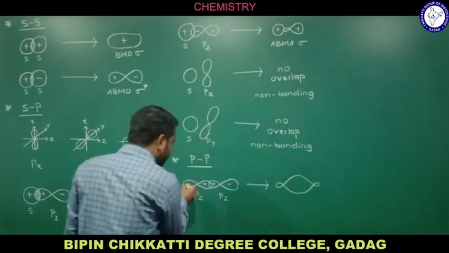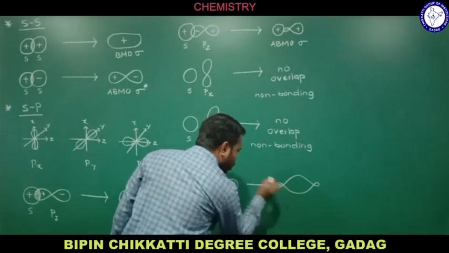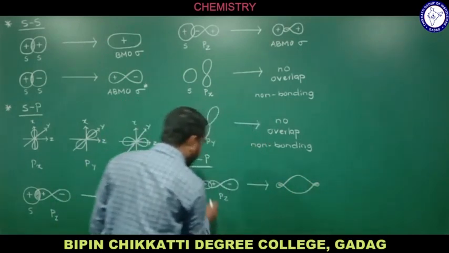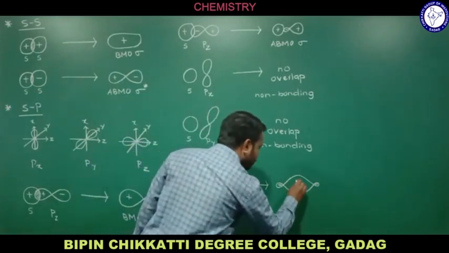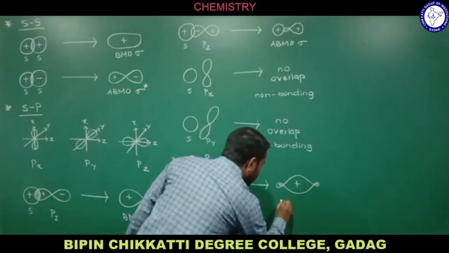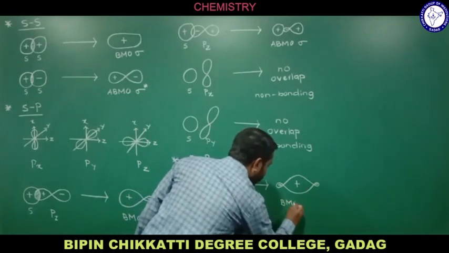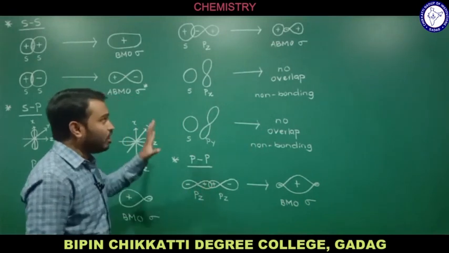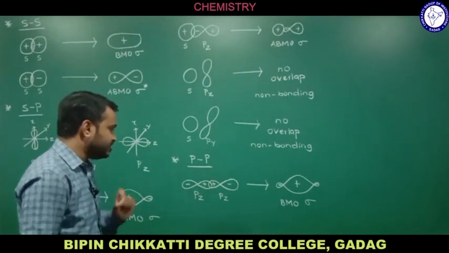Yes. So this minus, this is the region, the lobe corresponds to this atomic orbital, and this is the region corresponding to this atomic orbital, plus addition overlap. So this is the region where the probability of finding the electron will be more, and this is nothing but BMO, bonding molecular orbital. Since there is head-on overlapping, I can represent it as sigma.